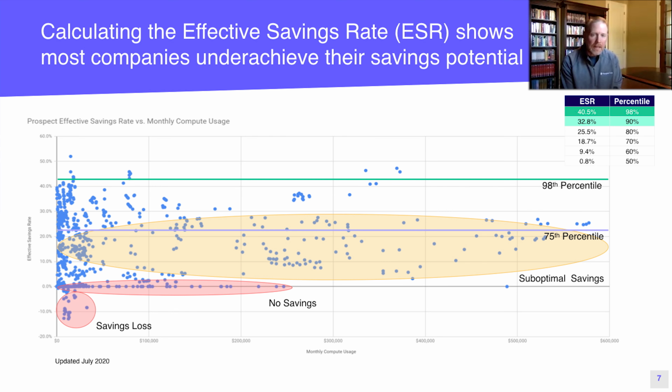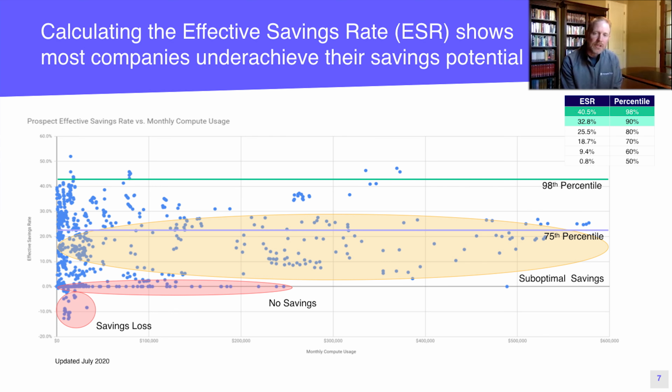And so the nice thing about ESR is it lets you quantify and benchmark what does good look like. Is 10% good? Is 20% good? Really, before ESR, there's no way to know if you're achieving an average outcome, a poor outcome, or a world-class outcome. And so you can see here in the upper right are the percentiles of ESR that were achieved. And so the average ESR that we see in our analyses is 10.5%.